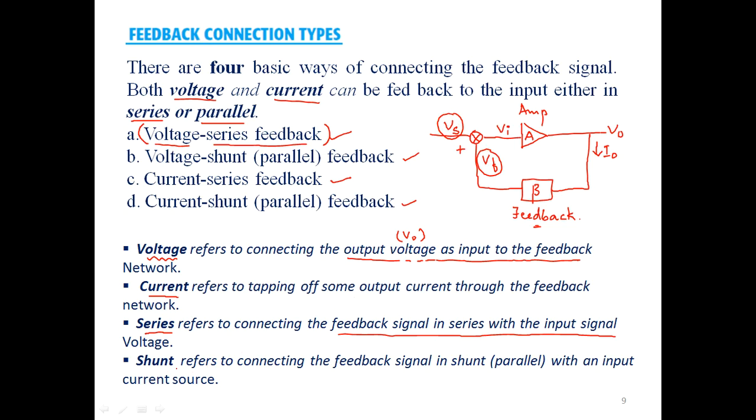What about shunt? Shunt refers to connecting the feedback signal in parallel with an input current source. Please note that whenever the input signal and the feedback are in series, we usually consider the term voltage. If we are concentrating on the parallel network, then we are focusing on the current source. So these things will be made clear to you in our next slides.